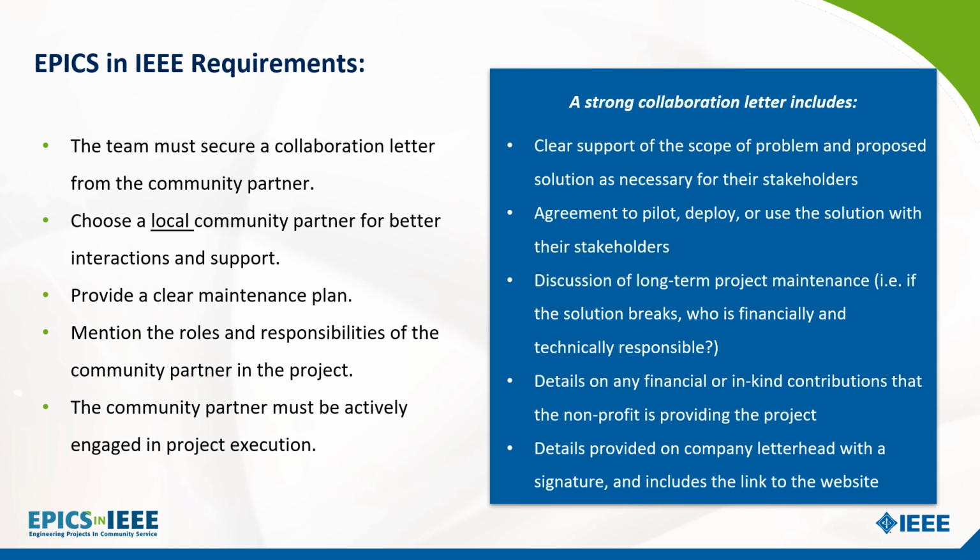However, we wanted to spotlight a strong collaboration letter and what that includes. A clear support of the scope of the problem and proposed solution as necessary for their stakeholders. Agreement from the community partner to pilot, deploy, and use the solution with their stakeholders. Discussion of long-term project maintenance. So if the solution breaks, who's financially and technically responsible for the solution long-term? Details on any financial or in-kind contributions that the nonprofit is providing the project. And details provided should be on a company letterhead with a signature and include a link to the website so that the committee can take a look at the online presence of the community partner.